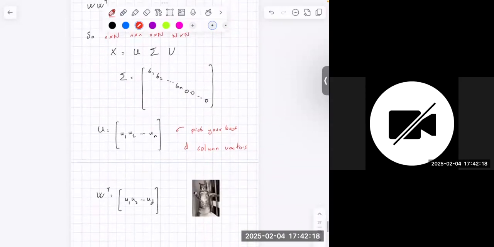mysterious D will be given by picking the D best singular values. And if you survived through all this explanation, you might be feeling like this cat. So that's about it, okay?